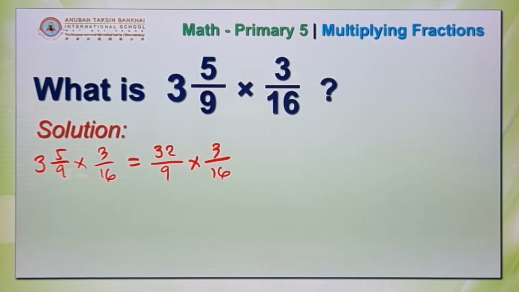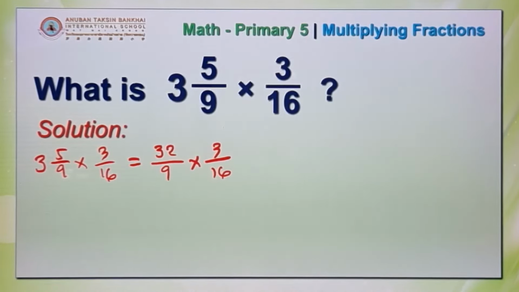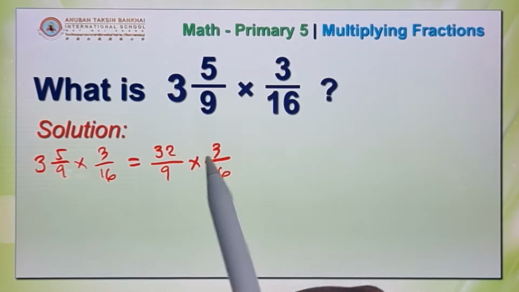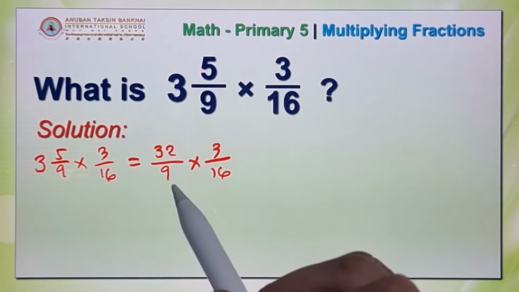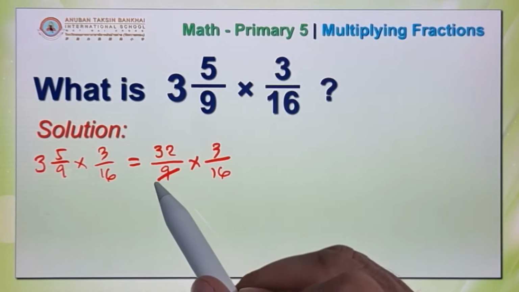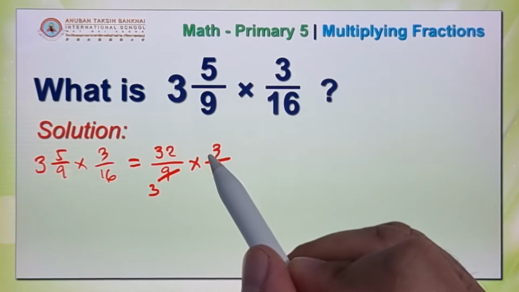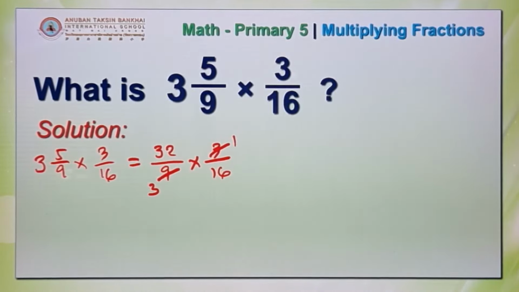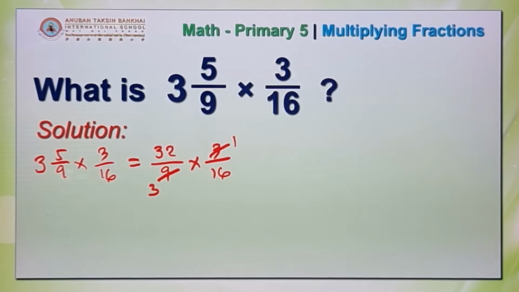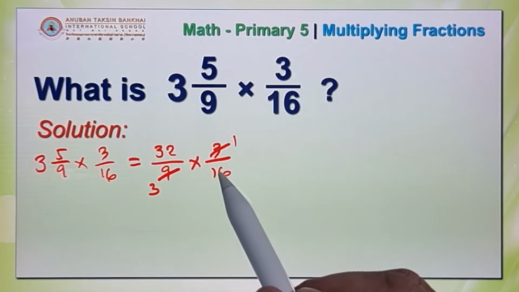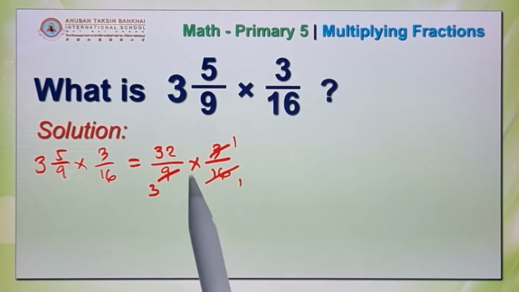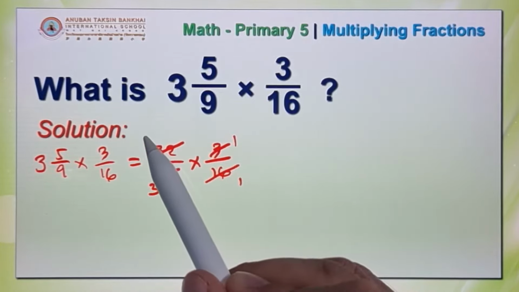Okay, now let's check. Can we cancel a numerator and a denominator? Yes, we can cancel 9 and 3. 9 and 3 can be divided by 3. So 9 divided by 3, we have 3. And 3 divided by 3, we have 1. How about 32 and 16? Can we cancel? Yes, we can also cancel that one. 32 and 16 can be divided by 16. So 16 divided by 16, we have 1. 32 divided by 16, we have 2.